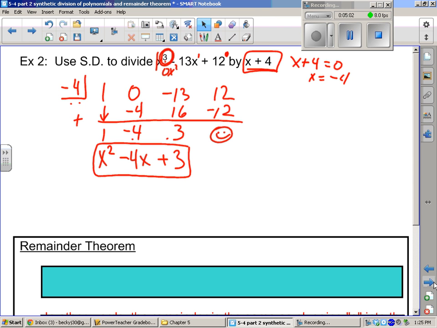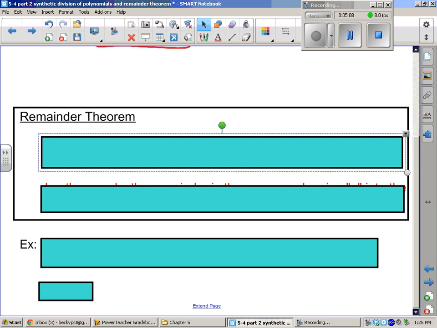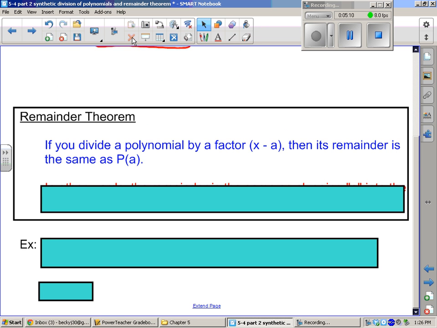Okay, next part is called the remainder theorem. What the remainder theorem says is, if you divide a polynomial by a factor, they call it in the textbook x minus a, then the remainder is the same as p of a. Now, don't be confused by the p. They use p for polynomials. That's the same thing as having f of a or f of x.